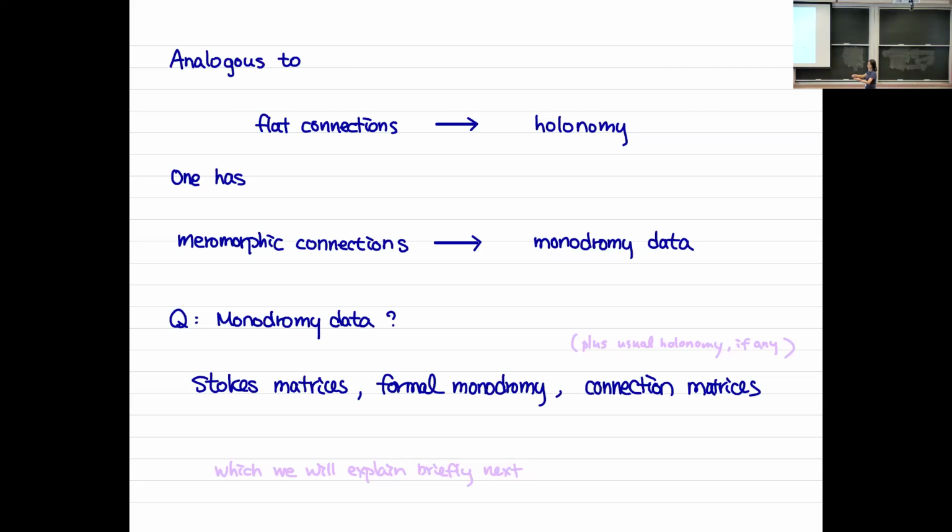And if your base is not just CP1, but rather a Riemann surface in general, then of course you have all these other holonomies as well. So it's just a combination of all of them. I will very briefly explain what those Stokes and connection matrices are, but I will not go into detail. If you're interested, I can explain to you later.